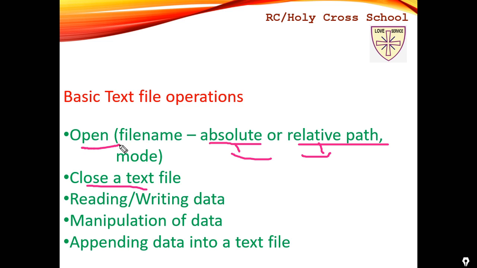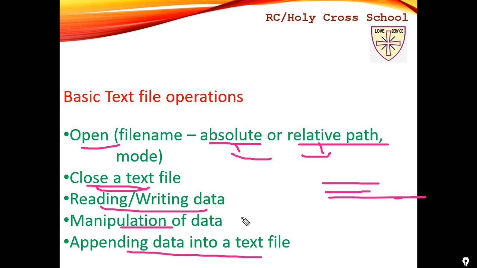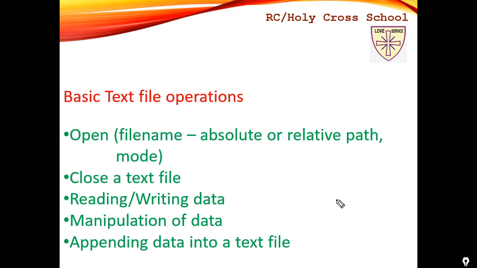Closing a text file. First open your file, then you have to close, then read and write, manipulation, appending data to a text. What is appending data? Suppose previously you have 3 lines, and you are opening your file in append mode, then your new text will be written after these 3 lines. This is appending. It will not overlap it and it will not create a new file. No, the same file will be there, your previous data will be there, and whatever new data you are going to write, that will go after the end of the last line. Okay, done.